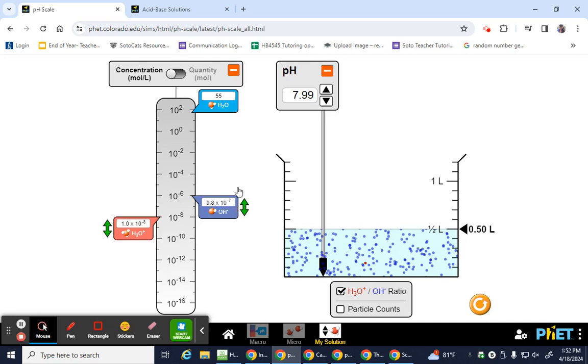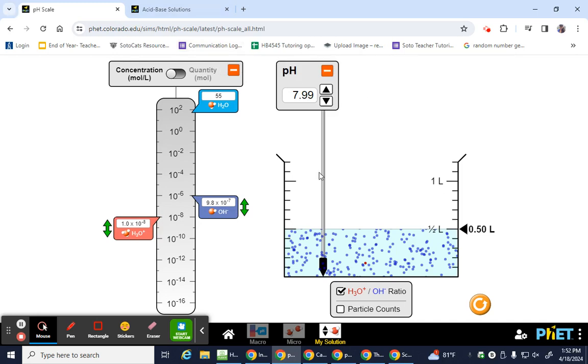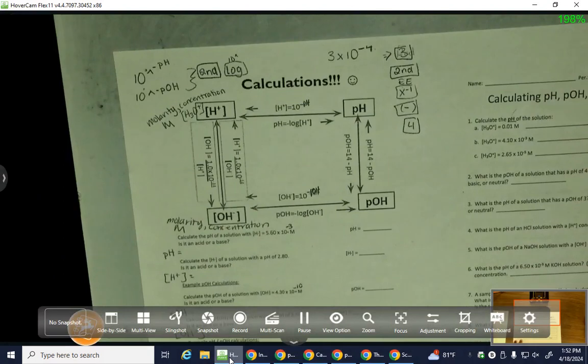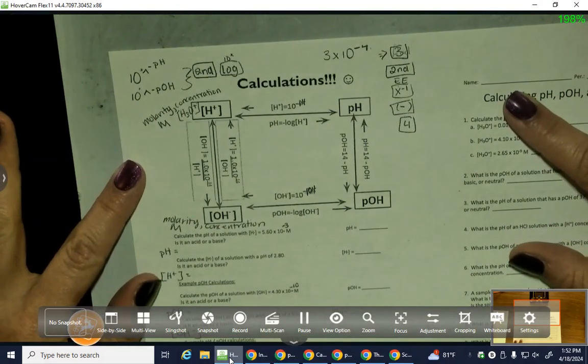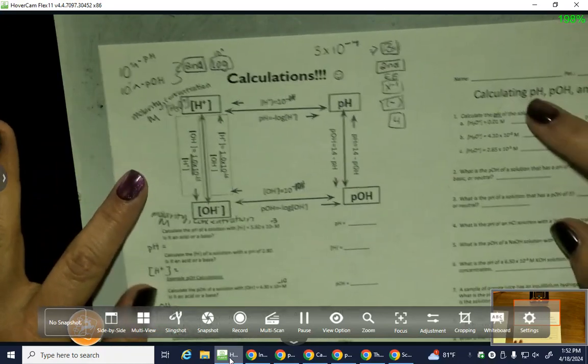So on your desk, you should have a calculator ready to go. And this was the page that I just handed to you. Yes? Everybody has one? We're ready to go? Perfect. All right.